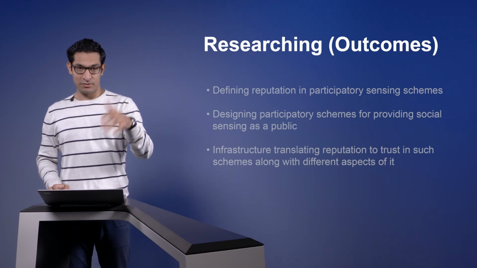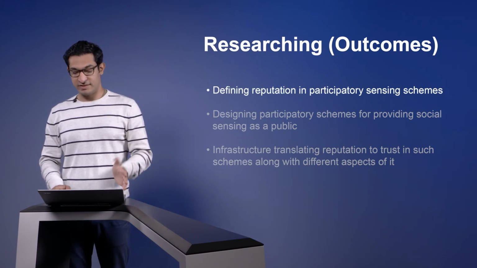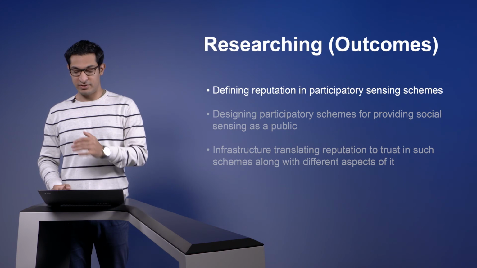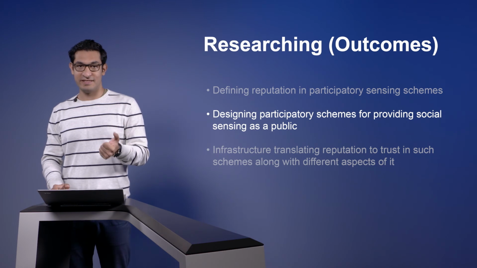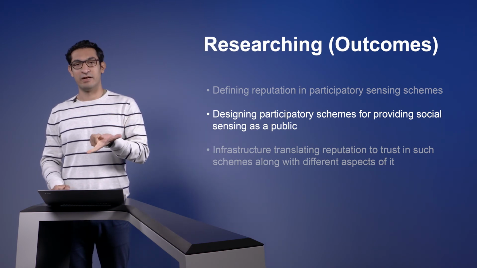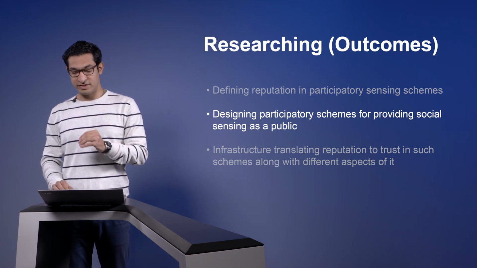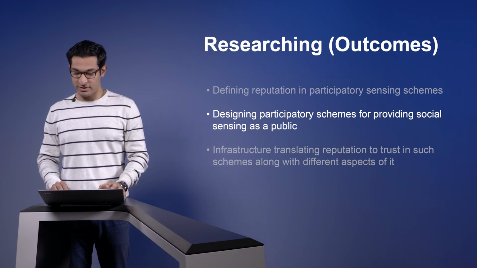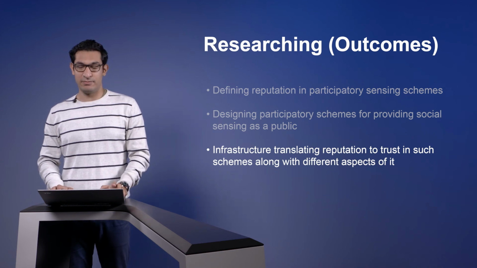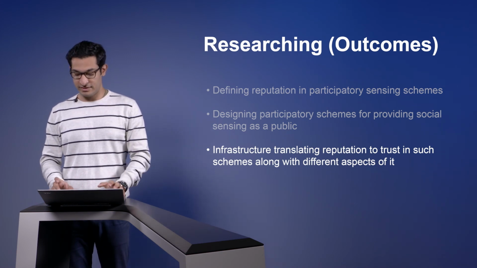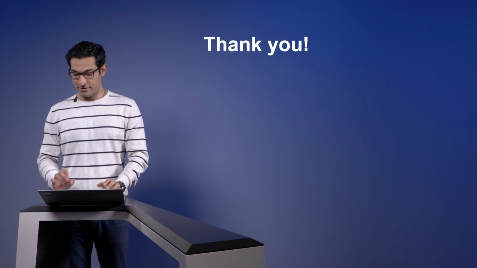So in very simple terms, there are 3 main bullet points of what I need to deliver. I need to define reputation in a participatory sensing scheme. I need to define this scheme in order to provide social sensing as a public good. So it's another narrowing down. It's not all participatory sensing, but it should be in social sensing and in order to provide public goods. And at the end, the infrastructure should be able to translate all the trust and reputation that we talk about in a computer sense, so we could calculate them in real time in an automatic manner.